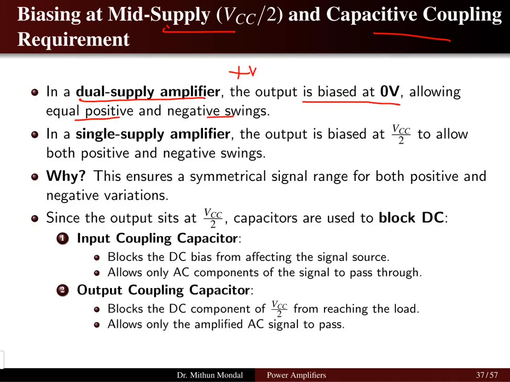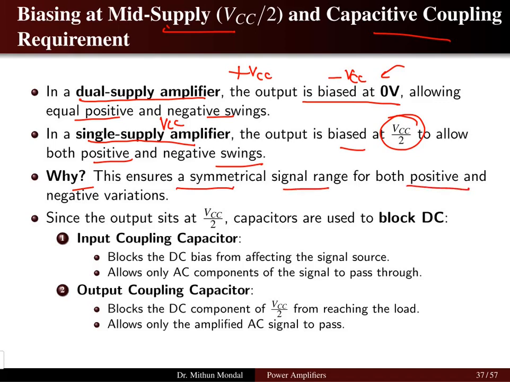So we have basically plus VCC and minus VCC, so the output is biased at 0 volt. But in a single supply amplifier, since we have only VCC, the output will be biased at VCC by 2 to allow both positive and negative swing. What is the reason? This ensures a symmetrical signal range for both the positive and negative variations. So the output is basically sitting at VCC by 2.